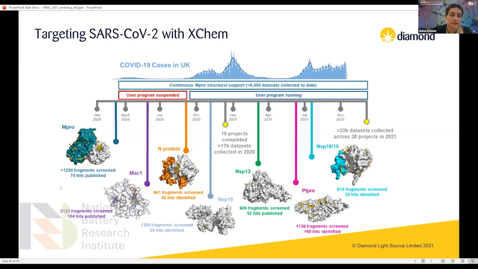Originally scientists looked at the main protease, and in early 2020 they screened over 1,000 fragments and found 74 hits. Since then, many more fragments have been identified, and until now there have been around 22,000 data sets collected across 20 projects. And this doesn't really include any of the industrial work we do in our facility.